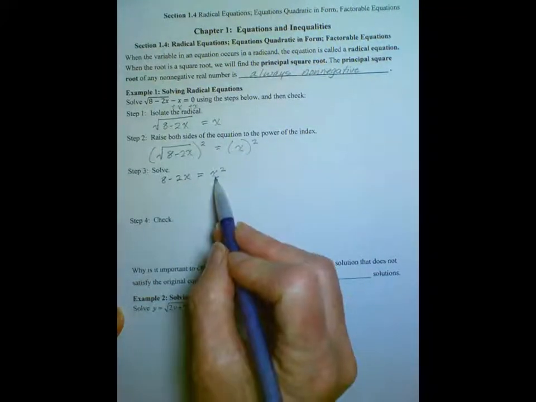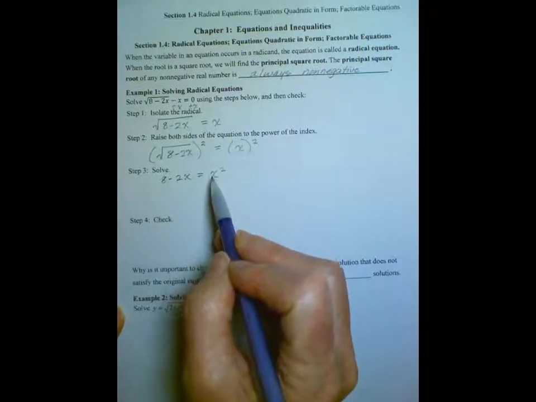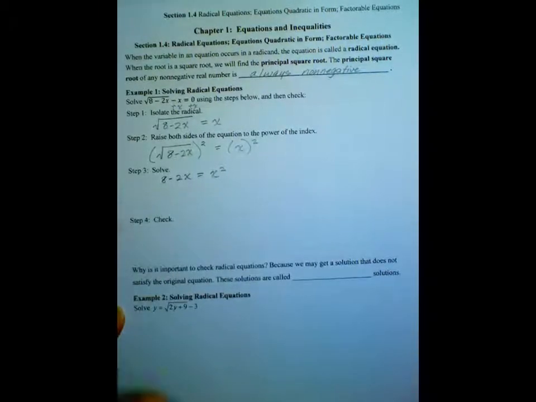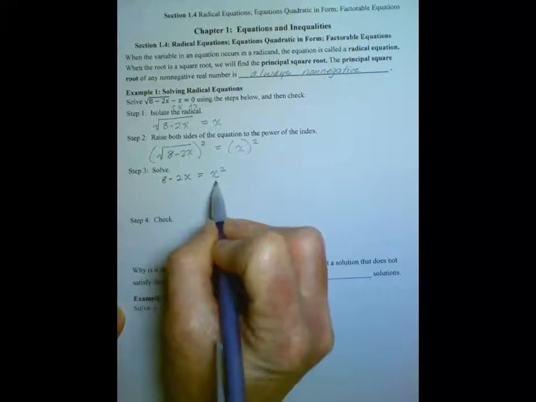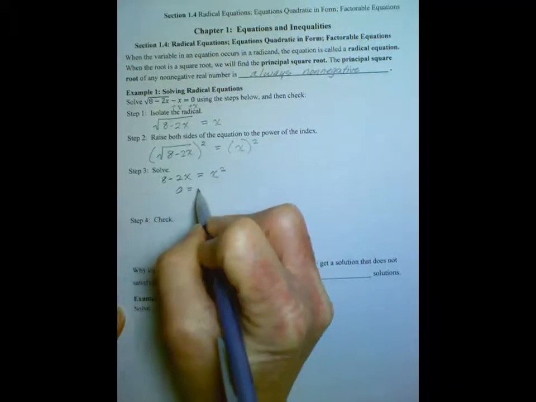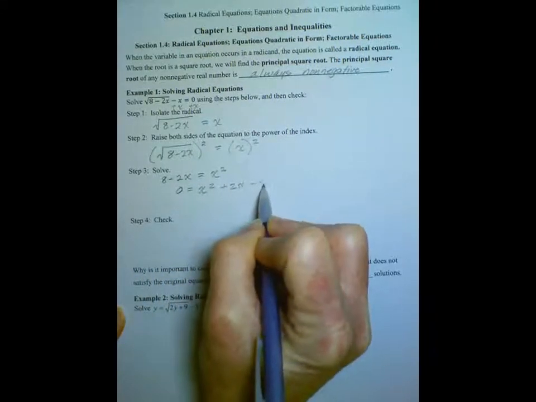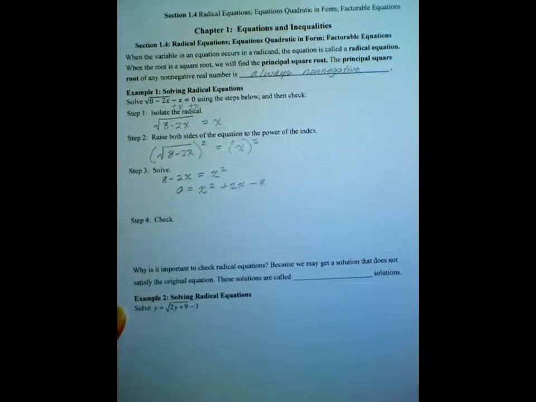I like my x squared, as I've said before, I like the coefficient to be positive, so I'm not going to subtract x squared. What I'm going to do is move everything over with the x squared so it stays positive. So I'm going to add 2x and subtract 8 so that I have 0 equals x squared plus 2x minus 8. Add 2x to both sides, subtract 8 from both sides.